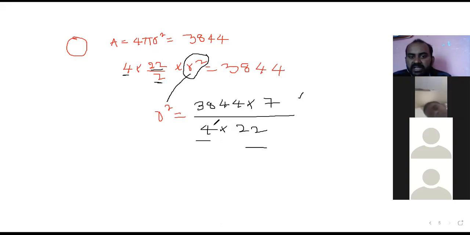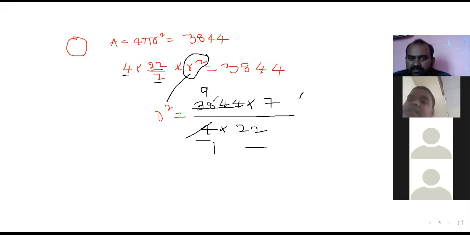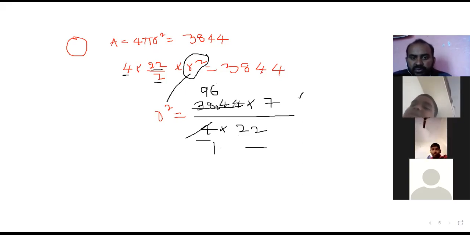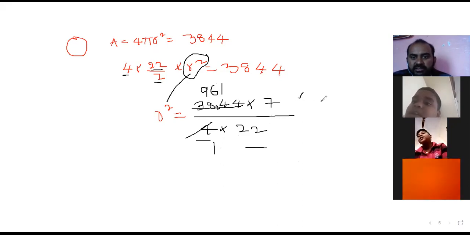Now after that, do the cancellation. What is the cancellation? 4 table: 4 ones are 4, 4 nines are 36. Remainder is 24. Sir, 4 nines are how much? 36 only. And here is 24. Okay, and after that, in which table can you cancel? So try to solve this.